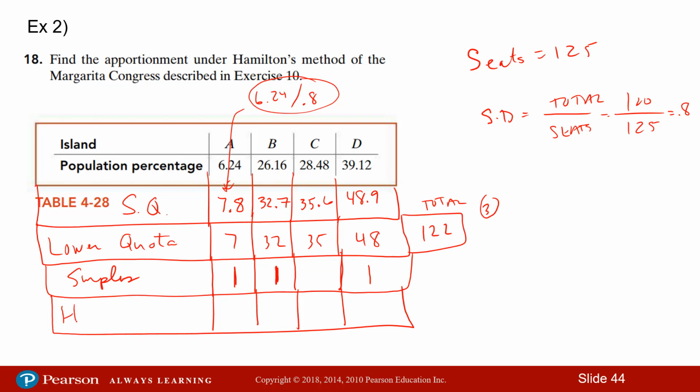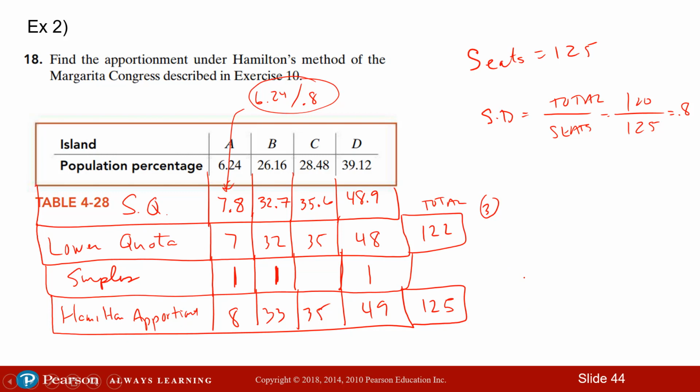And then the way the book writes it is Hamilton apportionment. So that's 8, that's 33, that stays as a 35, and this one gets a 49 out of it, and I bet you it better add up to 125. Yep. Okay. All right, pretty cool there. Not bad, not bad.